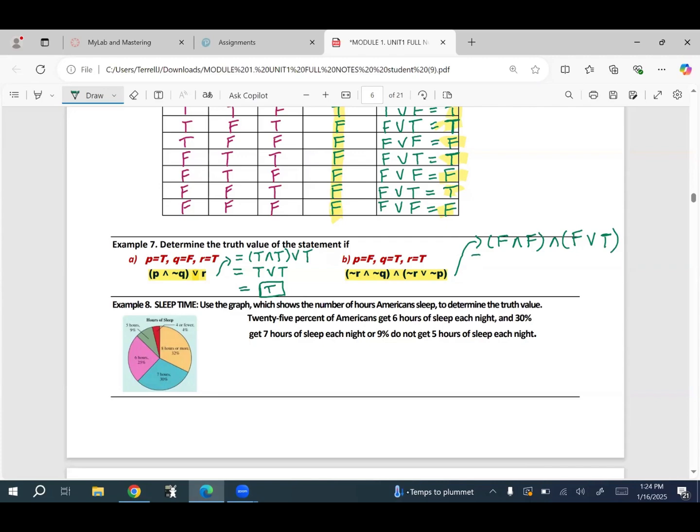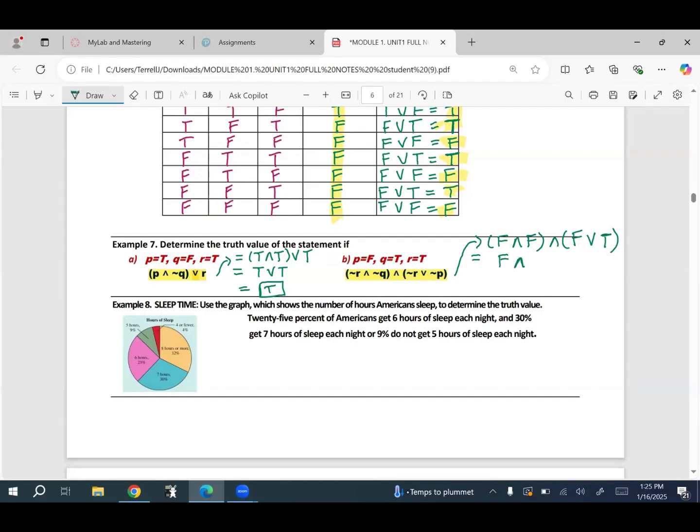So now we're going to do the parentheses. I have two sets of parentheses, so I want to find a value for each. The first parenthesis says false and false. And what would that be? Good. I'm going to keep this and that's in between there.